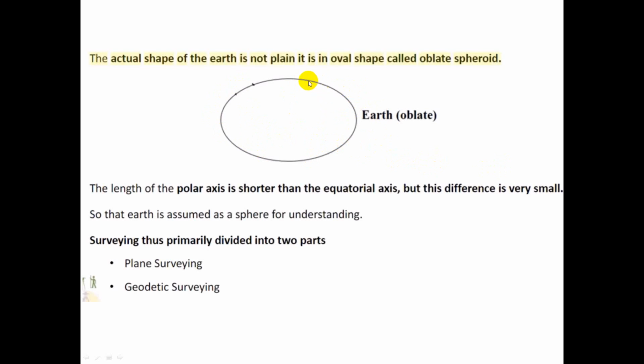So as we all know, the shape of the Earth is not a sphere or a circle. It's actually an oblate spheroid, because the length of the polar axis is shorter than the equatorial axis. But this difference is very small. The polar axis goes from the center of the Earth to the poles, north or south. That axis is shorter compared to the equatorial axis, which goes from the center to the equator. So that is because its shape is an oblate spheroid.